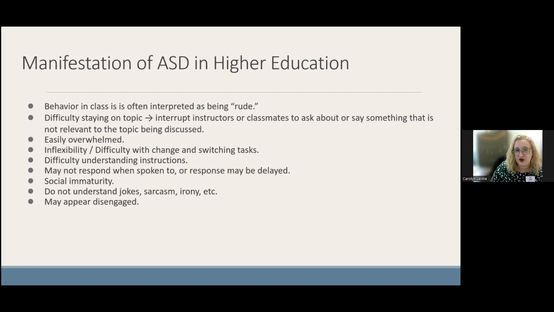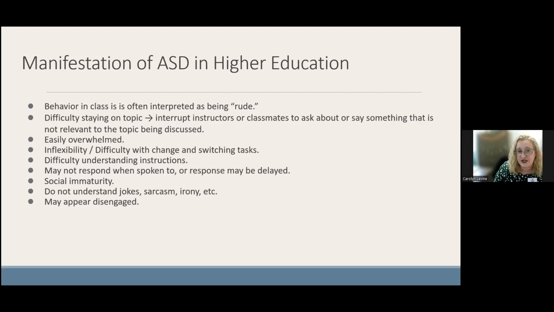They will be easily overwhelmed. They'll have trouble being flexible. If part of the course you say, okay, well, we're going to do this today, but we're actually going to do this instead. That's going to be hard for someone on the spectrum to switch gears like that. It's going to take a little while to adjust.